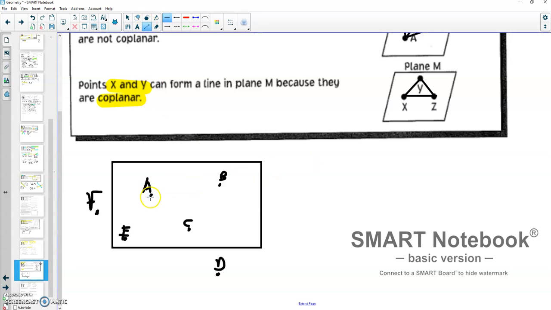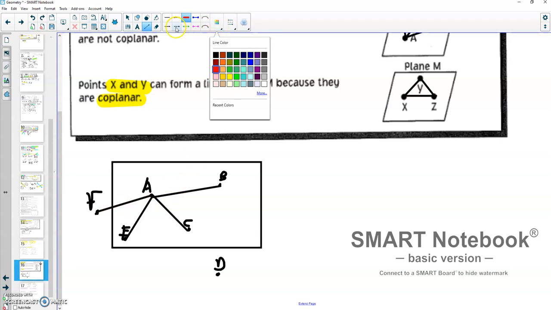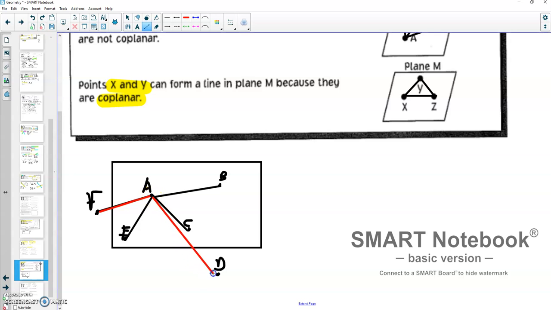So let's draw some lines. A to E, that's good. A to C, that's good. A to B, that's good. A to F, I'm crossing the plane, I'm going on the outside, so this one does not work. Let me put this in red to show that this does not work. How about A and D? Draw a line from A to D. It crosses the plane, goes onto the outside, so this doesn't work.